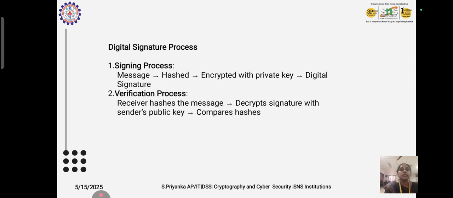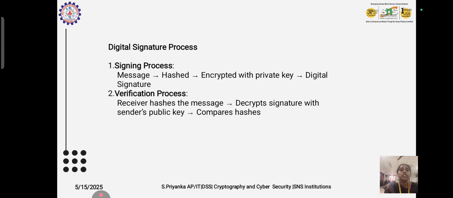Next, the process of the digital signature. The process of digital signature has two parts. First is the signing process and then the verification process. In the signing process, it mainly consists of the message. First the message is hashed, and then encrypted with the private key.